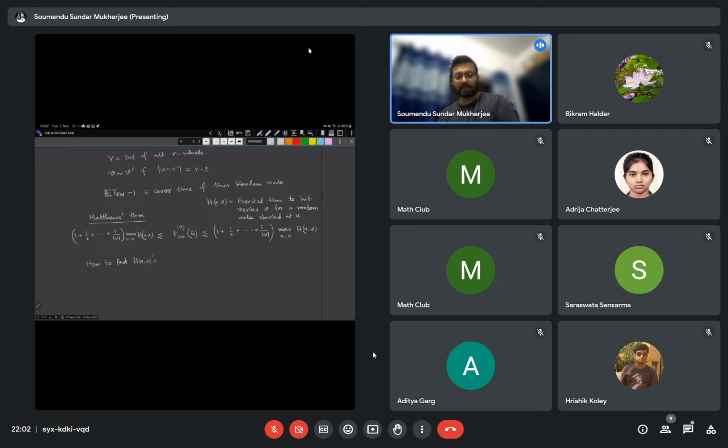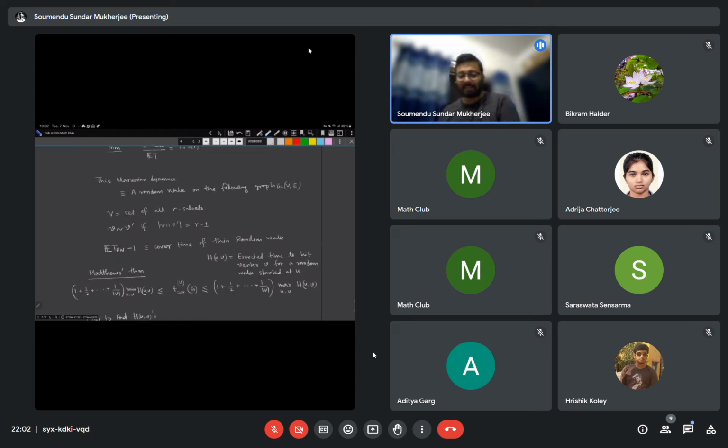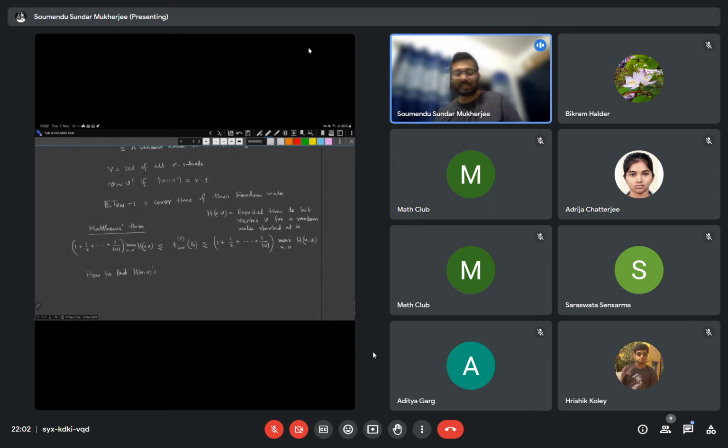If you can estimate these H_UVs, that would be good. We can just apply this theorem. It turns out that this graph, as you can see, I have just put all possible r-subsets and connected them. They differ at one coordinate only, right? That's a very symmetric graph. You can see that it's a d-regular graph for some d, and you have a very nice structure.